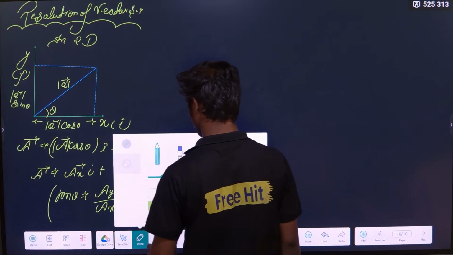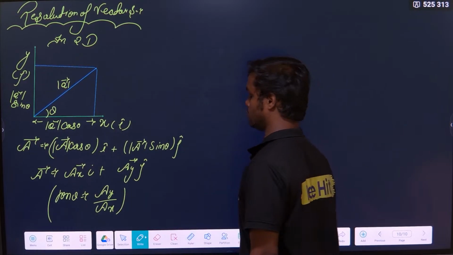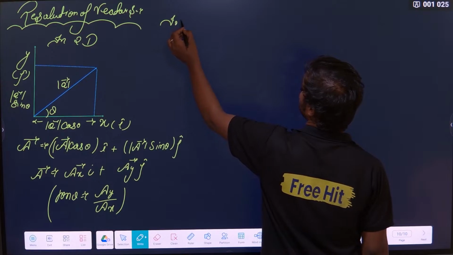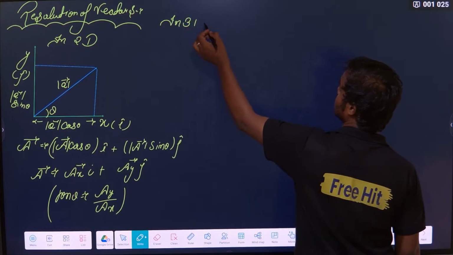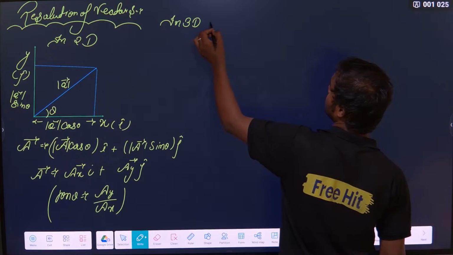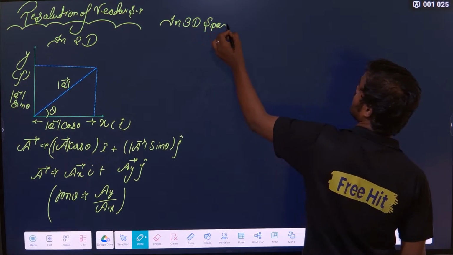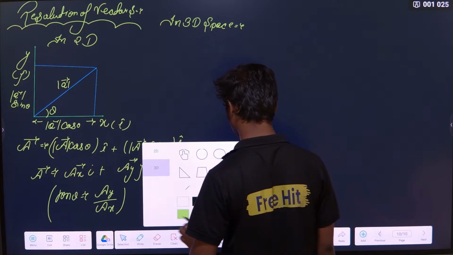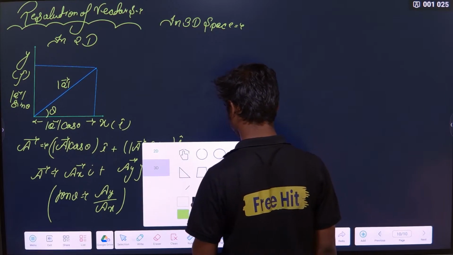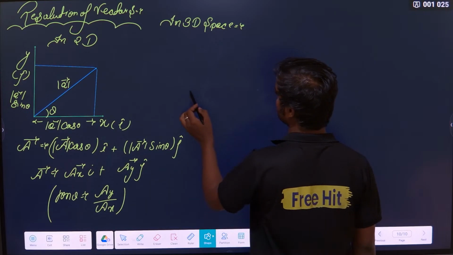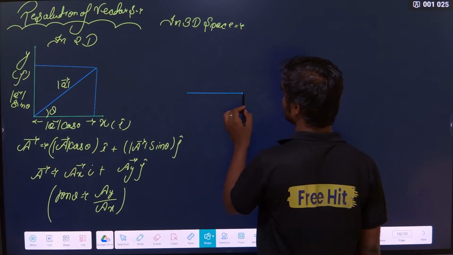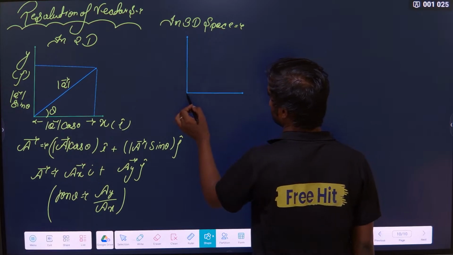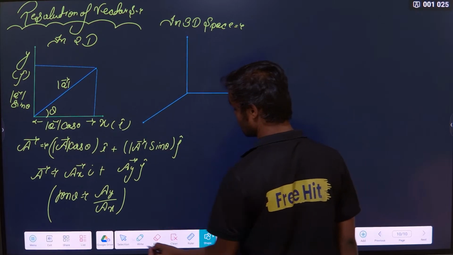Okay. Next thing is, suppose in 3D, this is in 2D. In 3D, how will you do? In 3D space, we have a formula. If it is in 3D space, how will you do? Let us see. I am talking about 3D, so suppose this is my x, this is my y, and this is going to be z.